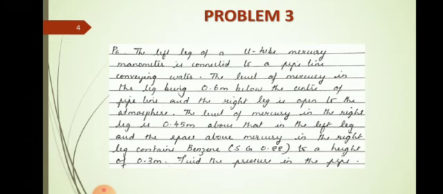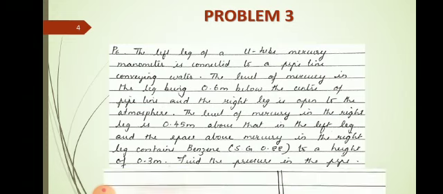So first you have to understand the question thoroughly. So what is used here? Here we are using a U-tube mercury manometer. We have learned in the theory portion that a U-tube mercury manometer is used for finding out the pressure in a pipeline. So here we are using a U-tube mercury manometer which is connected to a pipeline which is carrying water.